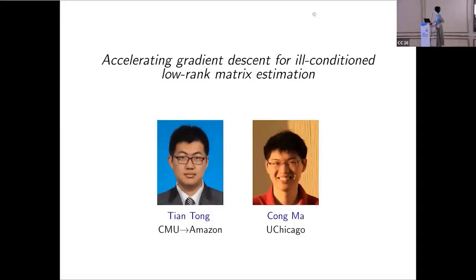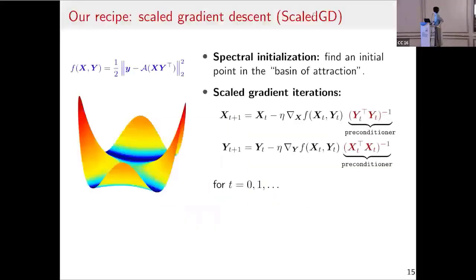This is joint work with my former student, Tian, who has now graduated and joined Amazon, and my colleague, Kong, from the University of Chicago. All right. So this is our design, and this is probably the most important slide in this talk. We come up with algorithms that we call scaled gradient descent. As the name suggests, we are maintaining the algorithmic idea of gradient descent, but adding scaling or preconditioning into it. We are not changing the spectral initialization, and we also don't need to add any balancing regularization. So we work directly with the vanilla least squares loss.